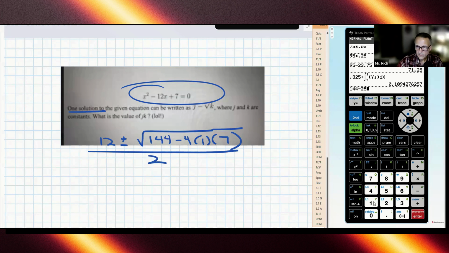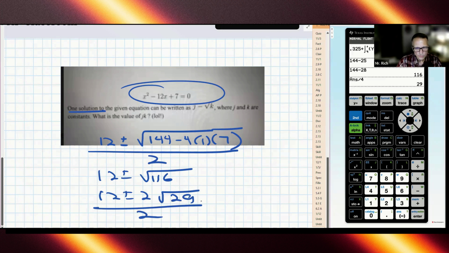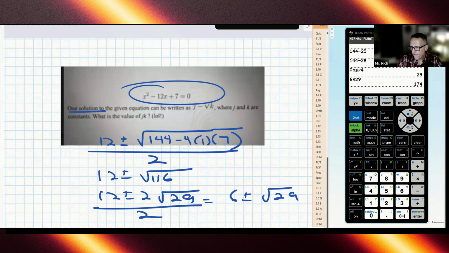I could have done that in my head, but not if I type it in wrong. 116. So 12 plus or minus square root 116. That can be simplified. That's divisible by 4 for sure. So that's 12 plus or minus 2 root 29 all over 2, which would then be 6 plus or minus root 29. So that means that j must be 6 and k must be 29. So Joe, I think the answer there would be 174. If it's not right, then I don't know what to tell you.